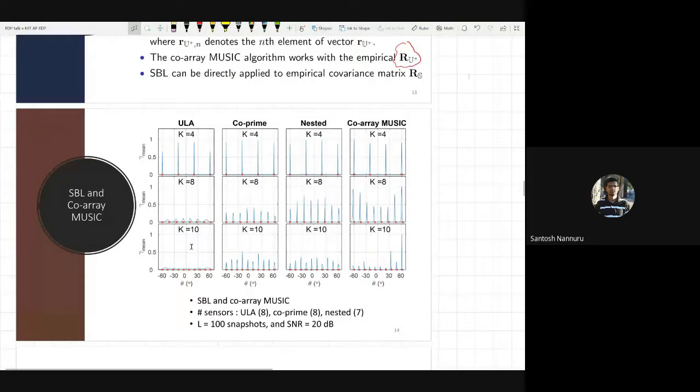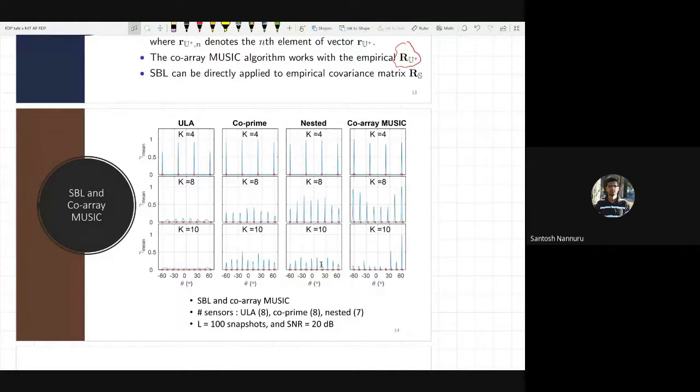I can have more sources, k equal to 10 sources and 8 sensors. ULA will not work irrespective of the algorithm you use. But if you rearrange the 8 sensors in a co-prime fashion, you see that you can find all 10 sources correctly. In fact, even the nested 7 sensors can be used to find 10 sources. Right? So you are able to identify more sources by this new geometry.